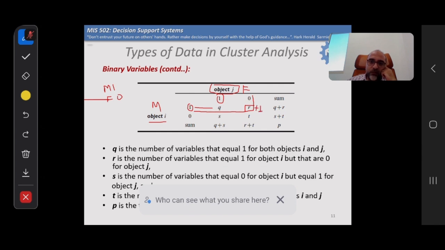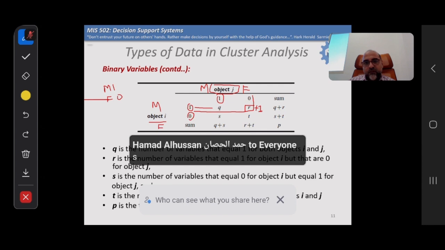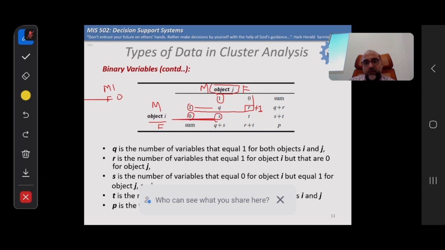Don't worry. You need to look at a proper example and then you will be able to understand it better. So if the first person was female and the second person was male, which counter will go up? Female is 0 and male is 1. So S, that's correct, Hamad. This counter will go up.